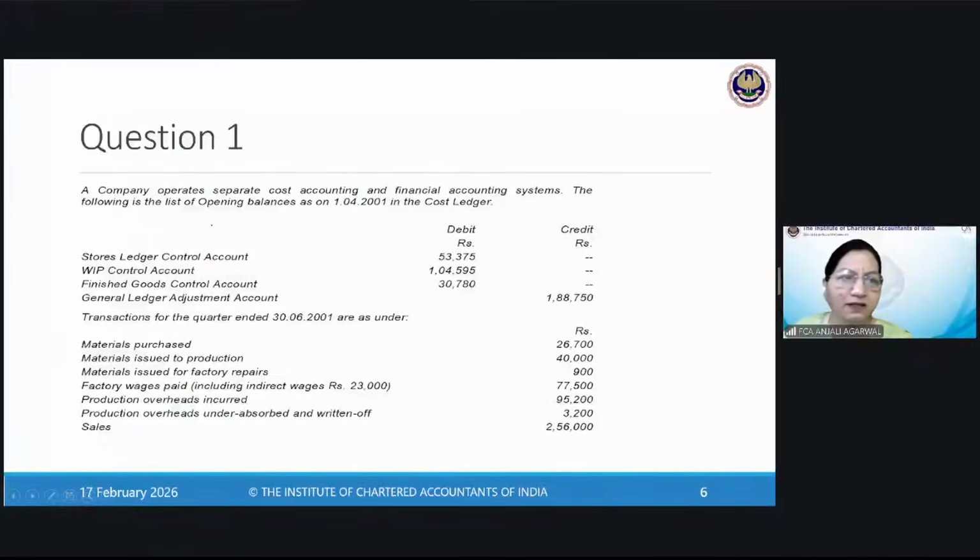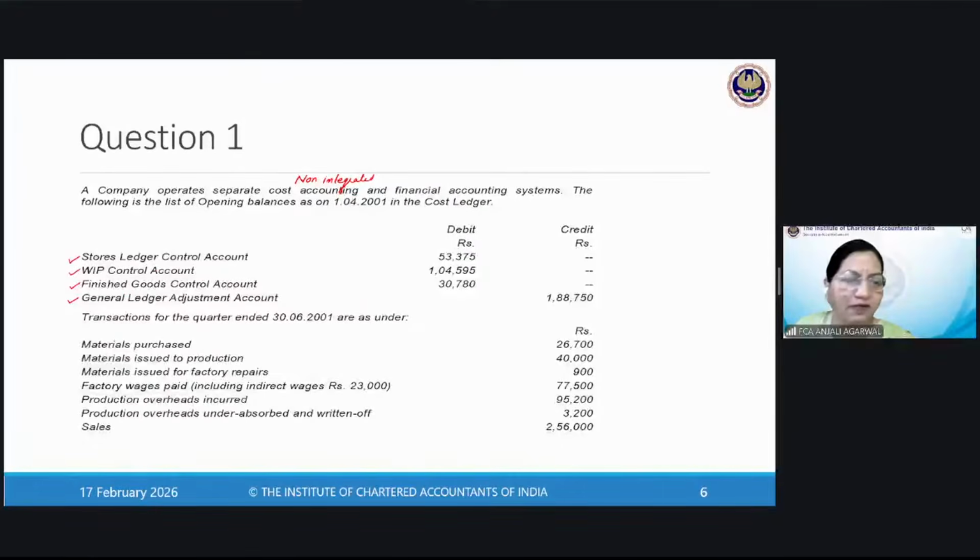Now let us take this all through a question. There is a company which operates separate cost accounting and financial accounting systems, means non-integrated. Following is the list of opening balances as on 1st April in the cost ledger. Now look at the ledgers. The primary ledgers are stores, WIP, finished goods, and general ledger adjustment account or cost ledger control account. So these are the four ledgers.